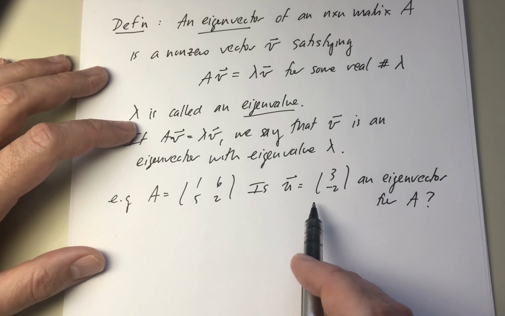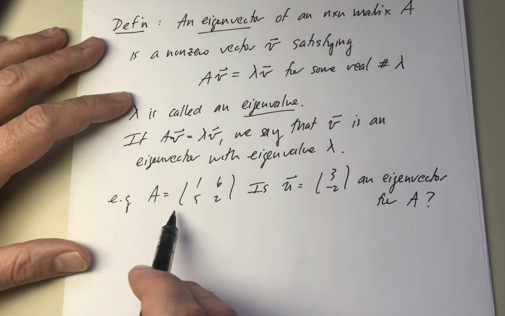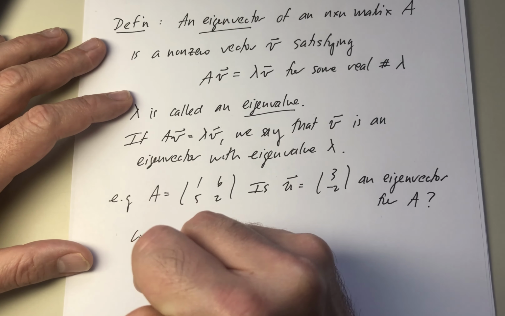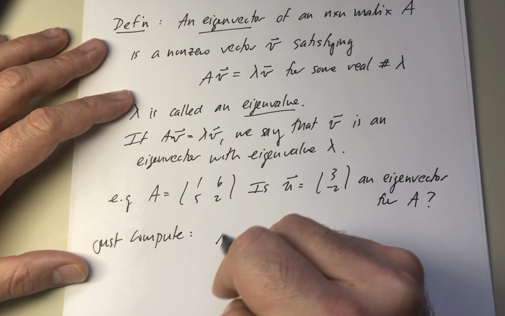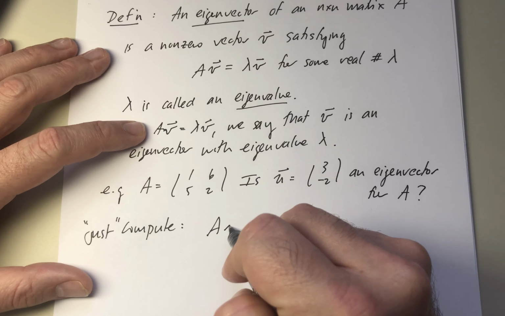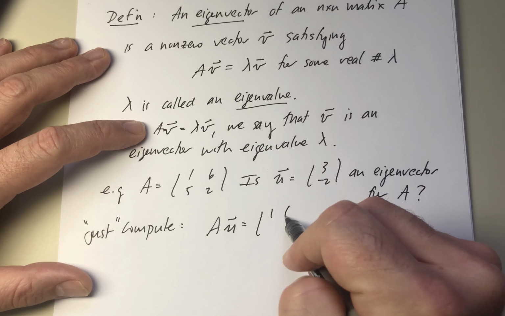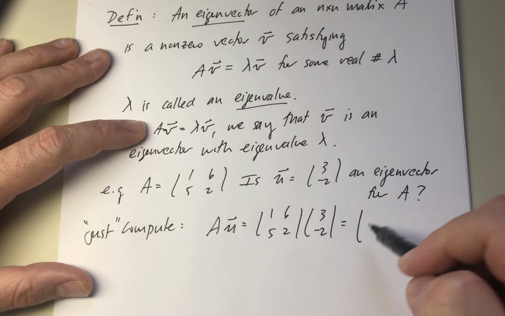If someone on the street comes to you with a vector and says, is this an eigenvector for your matrix? You just compute. You've got to do a matrix times vector computation. So what is A times u? It's [[1, 5], [6, 2]] times (3, -2). What do I get here?